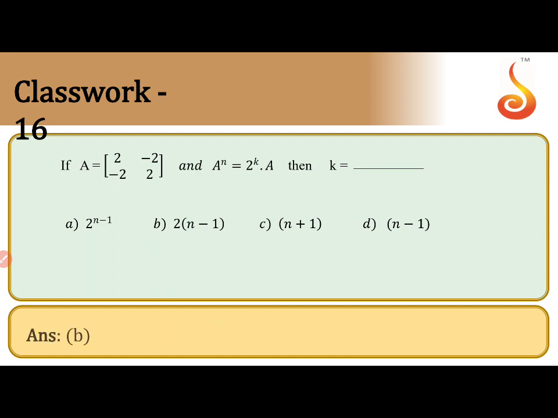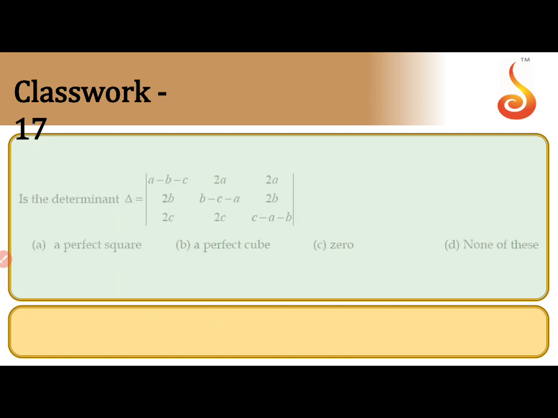Next question. Check the answer. Option B is right. So next question. The value of the determinant is a 4 square, or perfect cube, or 0, or none of this. So this is a little tricky question. Here you have to apply row and column operations. If you add columns, no use, nothing will be cancelled.